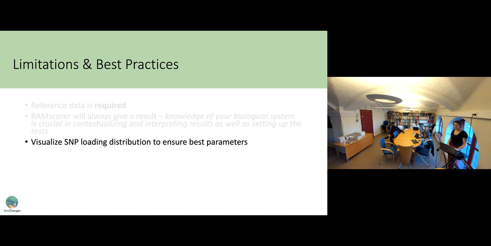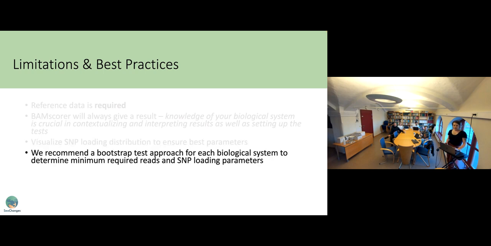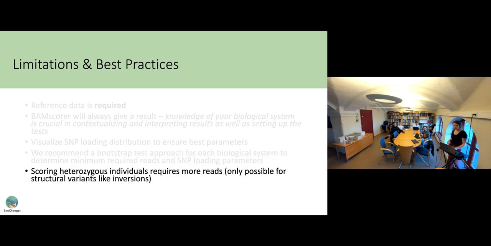As I said, visualizing the SNP loading distribution is a really good idea. And then we also recommend doing this bootstrap approach, because then you can determine at what read depth can I actually accurately assign this? So that's what I've been doing with some of my other samples now, saying which ones can I use and can I not use based on these tests. For heterozygote individuals, this requires a few more reads, as we saw with the Heliconius, but it's still really, really low. And this is obviously only possible for structural variants like inversions.